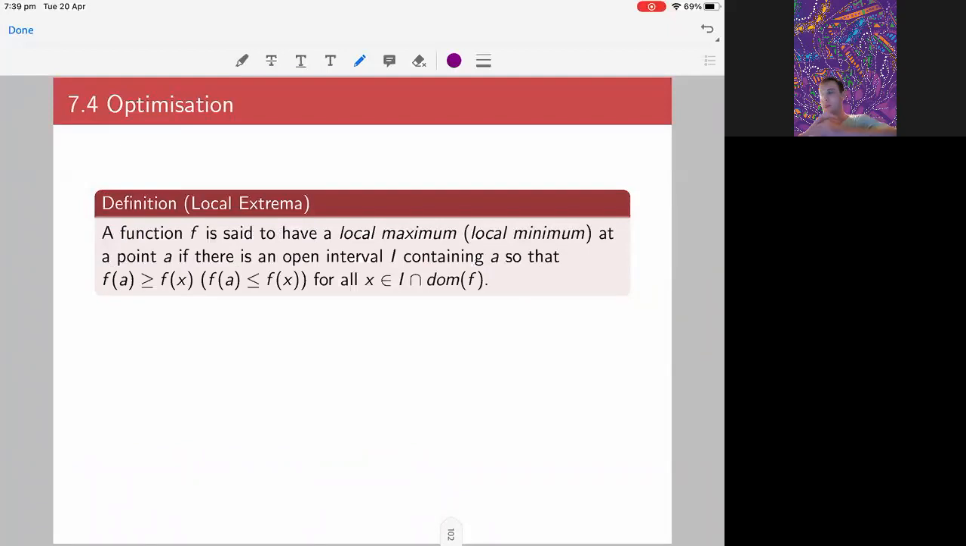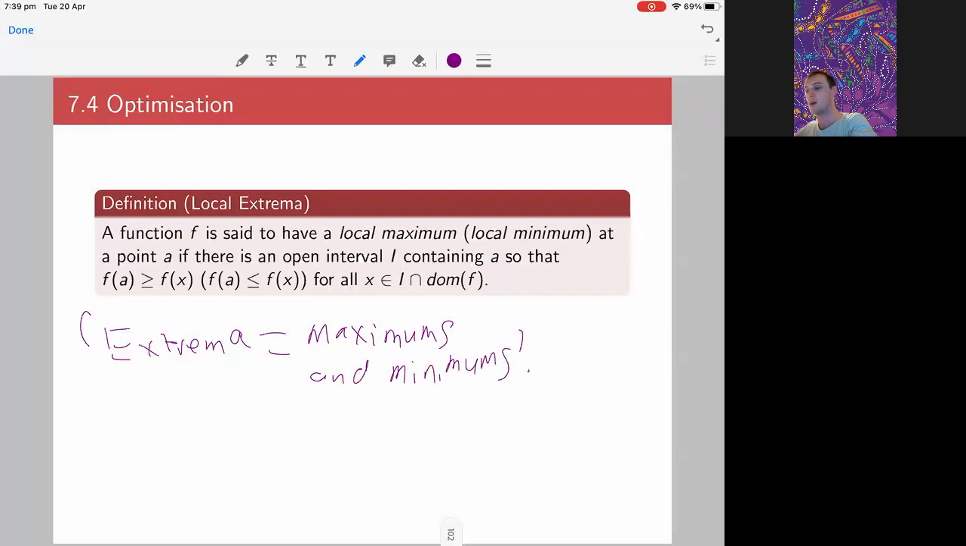Definition, local extrema. So when I say extrema, I mean maximums and minimums. So when I say local extrema, I mean local maximums and local minimums. If you've got a function f, then you say it has a local maximum at a particular point A if you can find an open interval I containing that point A, so that f of A is greater than or equal to f of x for all x in that open interval. We also need to insist, obviously, that x is in the domain of f. On the other hand, a local minimum at a point A occurs if f of A is less than or equal to f of x for all x in that interval intersected with the domain of f.